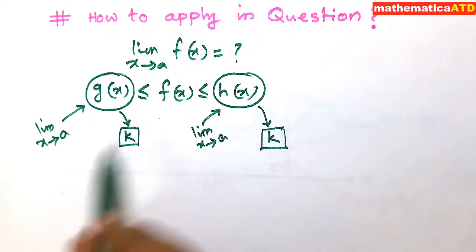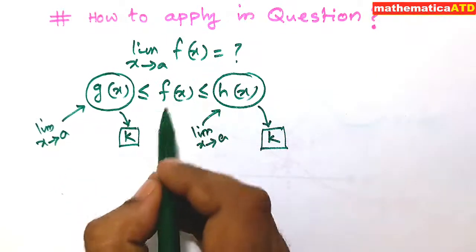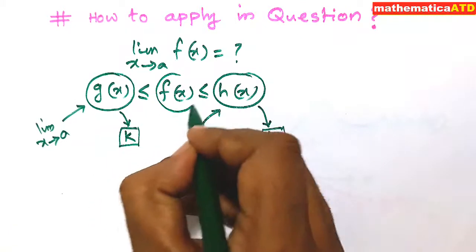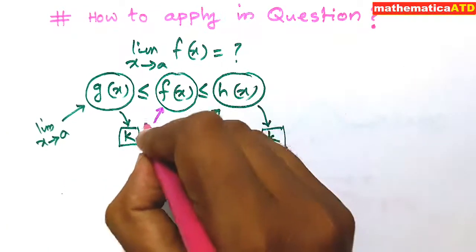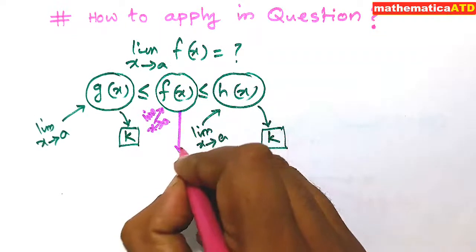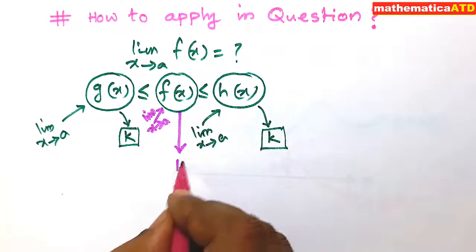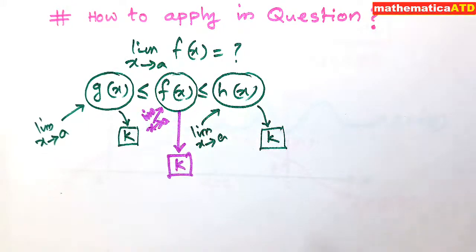obviously, since f(x) lies between g(x) and h(x) and is squeezed here, if you take the same limit, that means the limit as x tends to a, then obviously it will output k, isn't it? So we shall see an example here.